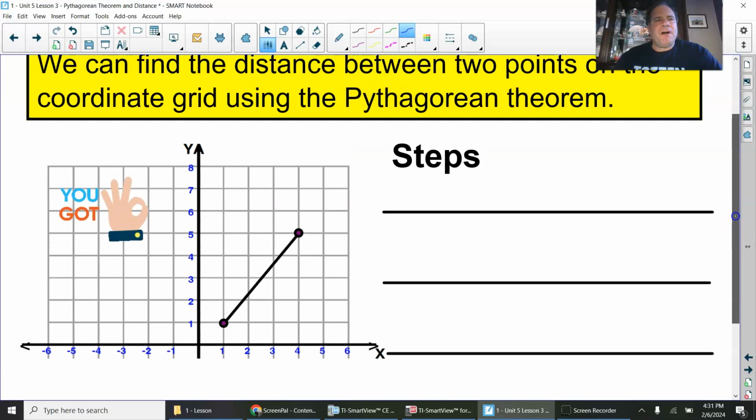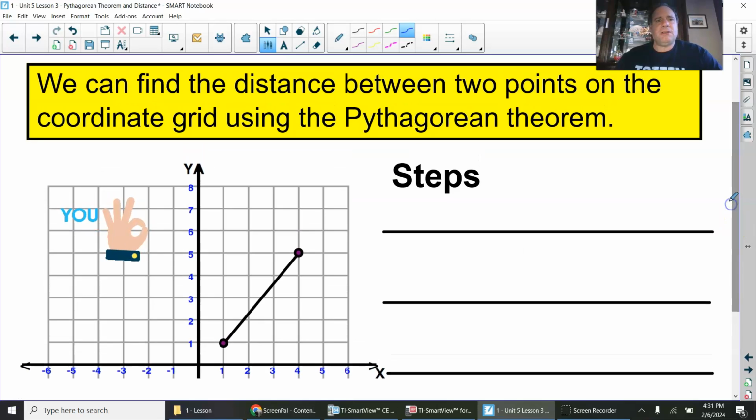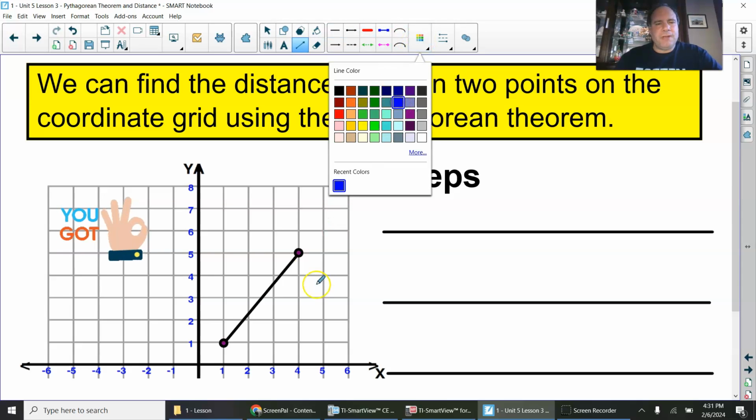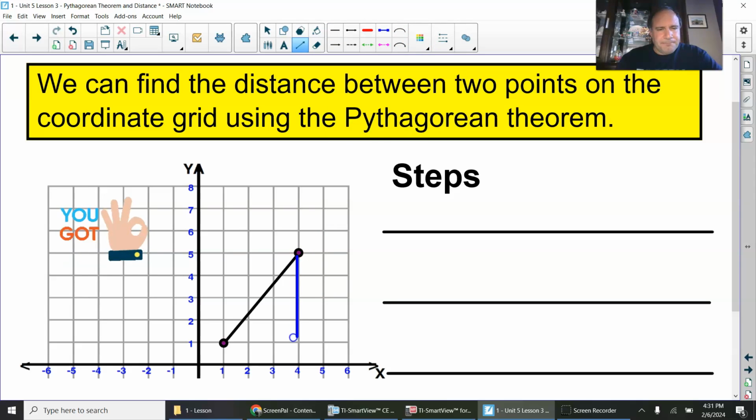Okay, so we could find the distance between 2 points on the coordinate grid, on any coordinate grid, using the Pythagorean theorem. So what they usually do is they give you 2 points, and then you have to connect those 2 points going down and to the left, or to the right and up, to make what looks like and what is a right triangle. So I'm going to go ahead and do that. So I'm going to go down and to the left, or to the right, whatever.